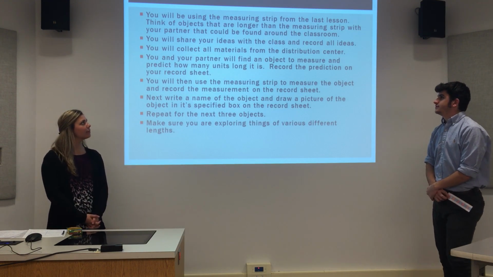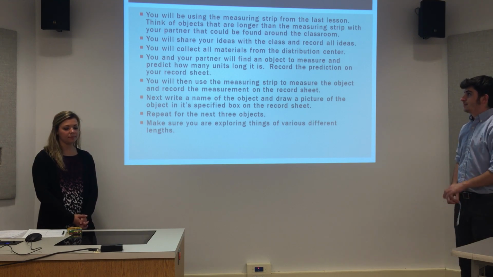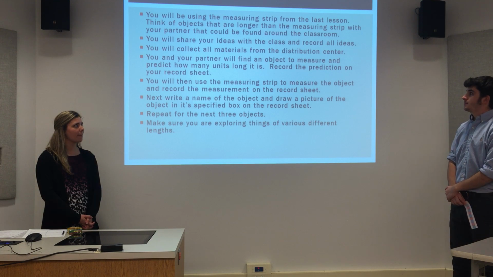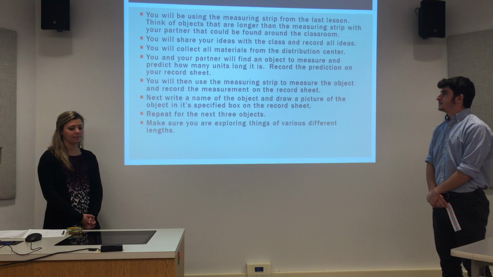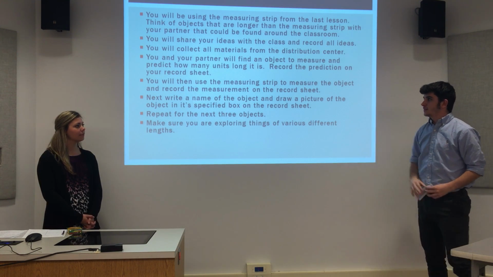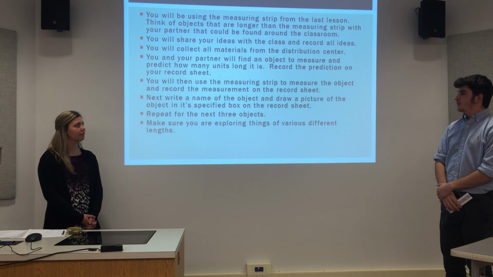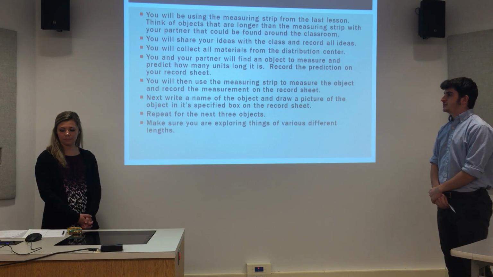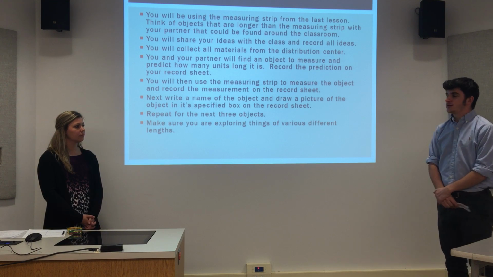So, the procedure. You will be using the measuring strip from the last lesson. Think of objects that are longer than the measuring strip with your partner that could be found around the classroom. You will share your ideas with the class, and then we will record all the ideas up here. You will collect all the materials from the distribution center. After that, you and your partner will find an object to measure and predict how many units long it is. You'll then record this prediction on your record sheet.